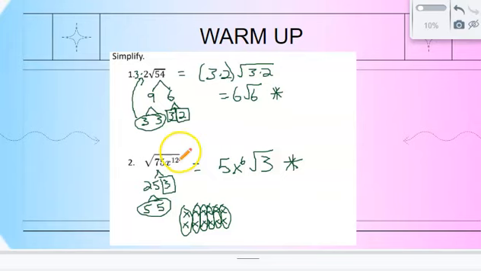I had x to the power of 12. That's 12 x's. If I draw them all and circle up pairs, I have 6 pairs. That's where that exponent of 6 comes from. If any didn't pair up, they would stay under the radical.